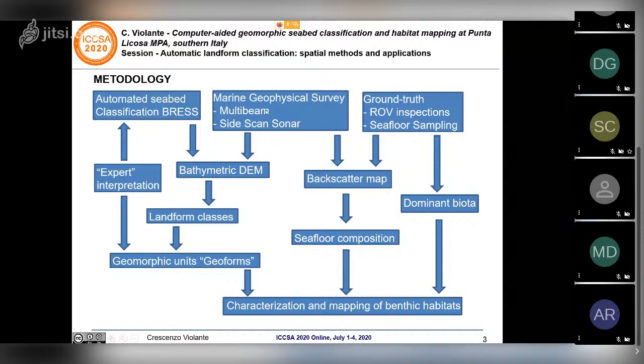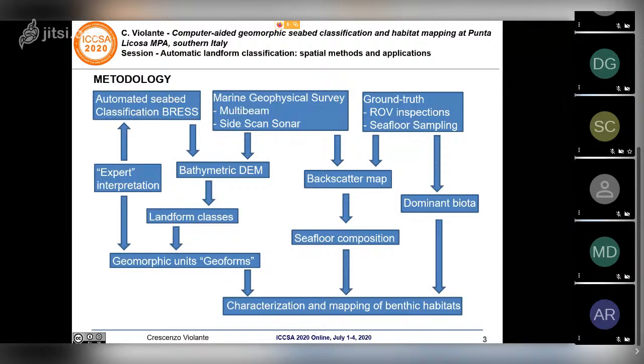The multi-beam data were gridded and resulted in high-resolution bathymetric DEM, which were in turn used to discriminate landform classes by applying the BRESS algorithm. Then the landform classes were translated in geomorphic units or geoforms by expert interpretation and visual interpretation. And these geoforms are geomorphic units, but they have also a kind of ecological balance. I will explain better later in the presentation this point.